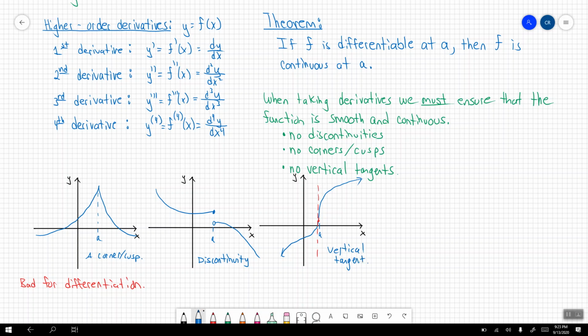We just have to make sure that we restrict the domain or we exclude that point when we're taking all these derivatives. So these are the different versions that we want to avoid when we're taking these derivatives. And that's why we want to make sure that our functions are continuous and smooth and they avoid these vertical tangents.